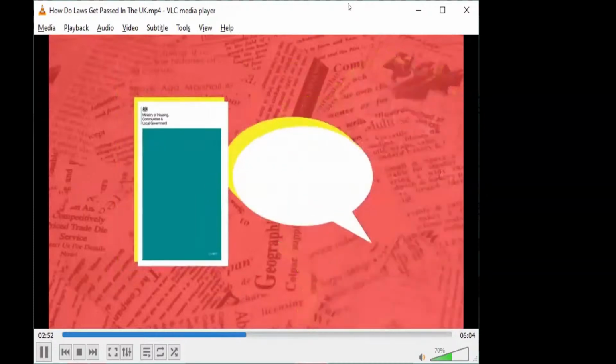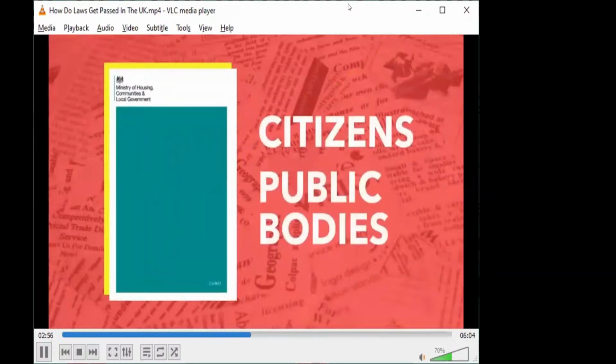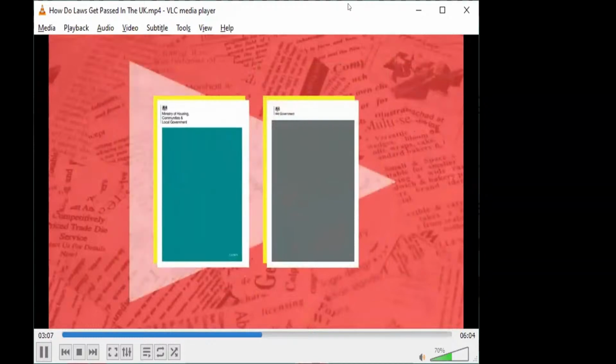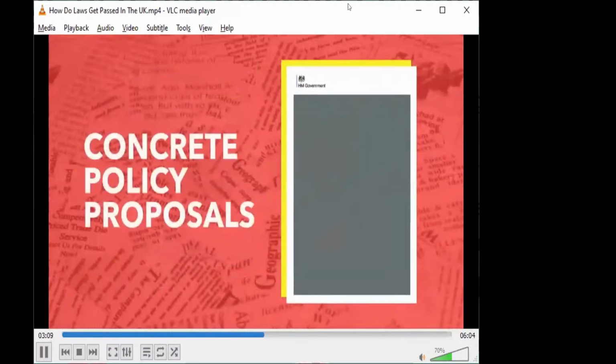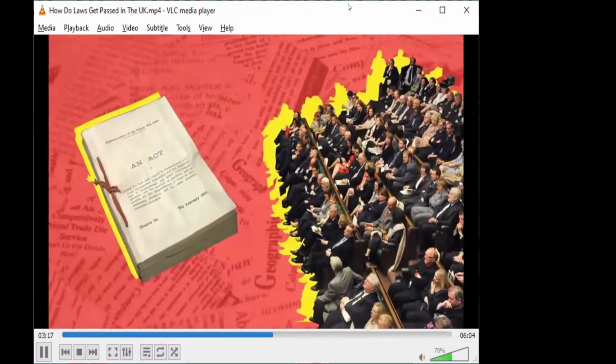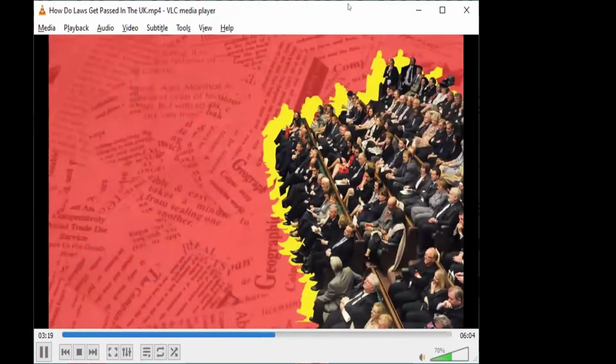Once it's been briefly discussed in Parliament, the government will usually begin consulting citizens and the public bodies which are most likely to be affected by the legislation. Once this process is finished, the government will then issue what's known as a white paper. This will be informed by the public consultation and contain more concrete policy proposals. They often include a draft bill to provide a basis for changes to be made before the bill is formally presented to Parliament.